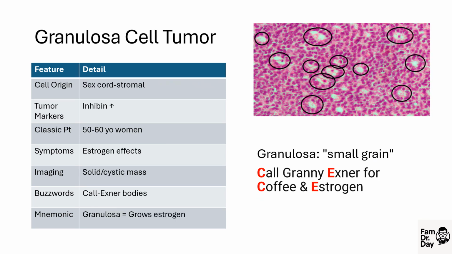Now let's break down granulosa cell tumors. Granulosa from the word small grain. They come from sex cord-stromal cells, and its tumor marker is inhibin, which is elevated.